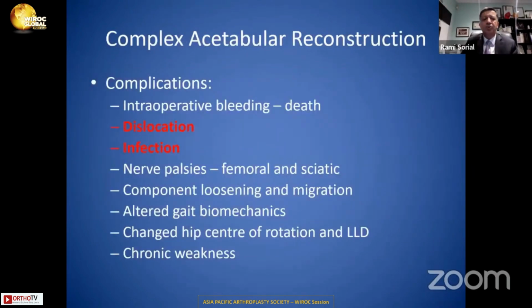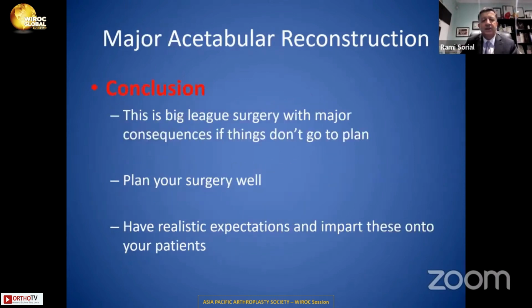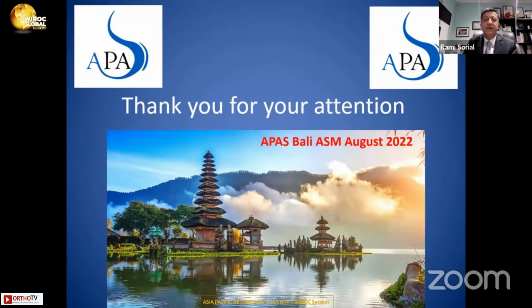So the complications, predominantly dislocation or infection, are the ones we worry about, but nerve palsy, component loosening, and altered gait biomechanics are a problem. So in conclusion, this is big league surgery with major consequences if things don't go to plan. So plan your surgery very well. You have numerous options to choose from, but you have to have realistic expectations, and you need to impart these onto your patients.